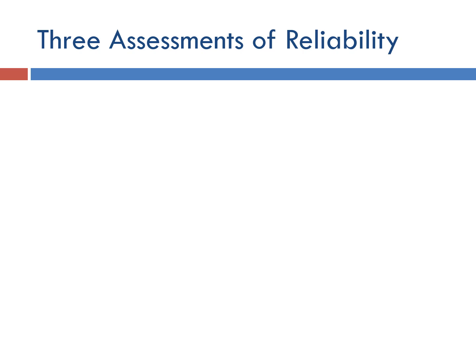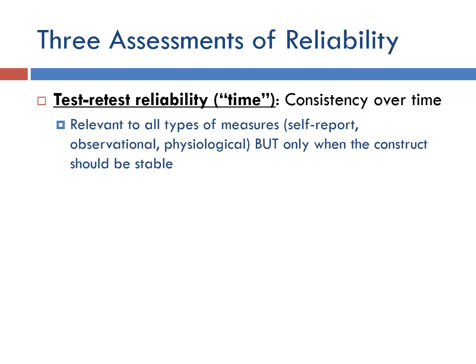Our next assessment of reliability is test-retest. This is our time factor. And this is where we want to see that the individual who takes a survey or a question or a measure at one time point will be consistent with that score at a different time point, so that all the measures they're doing should be stable. And this can be with self-report, observational, physiological, that the person is responding to the measure in the same way, whether it was at time 1 or time 2.